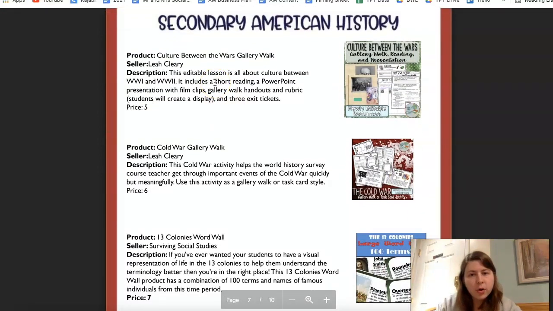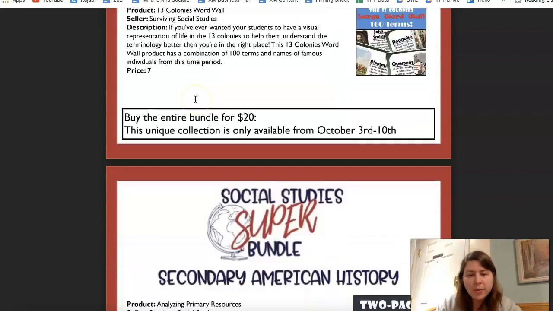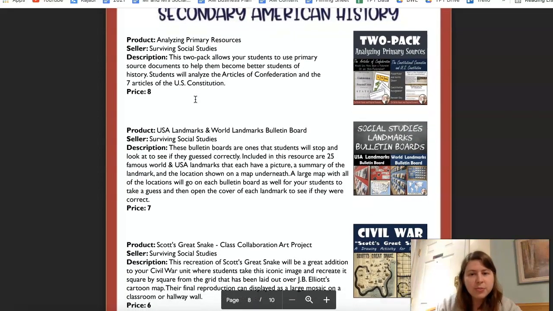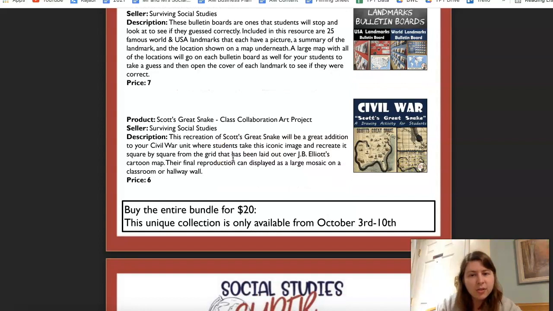Culture between the wars, between World War I and World War II. Oh, that'd be very interesting. Cold War Gallery Walk, 13 Colonies Word Wall. Lots from different sections here. A few of these we've seen before. Here's a Civil War resource. Scott's Great Snake.